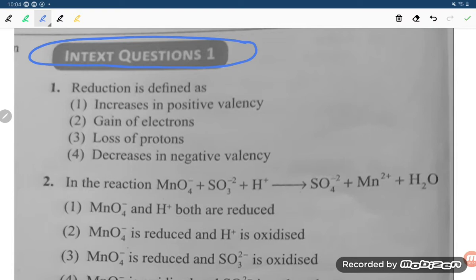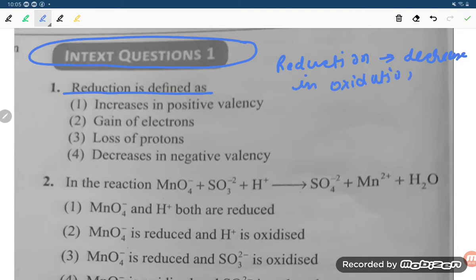So, dear students, the very first question is: reduction is defined as increase in positive valency, gain of electron, loss of electron, or decrease in negative valency. Dear student, reduction means decrease in oxidation number, right student, decrease in oxidation number.